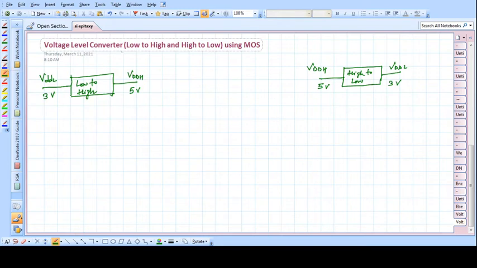Okay, two things we have to keep in mind. So we will start with a low to high voltage converter. For the low to high voltage converter, the circuit will be like that. First I am drawing the circuit.